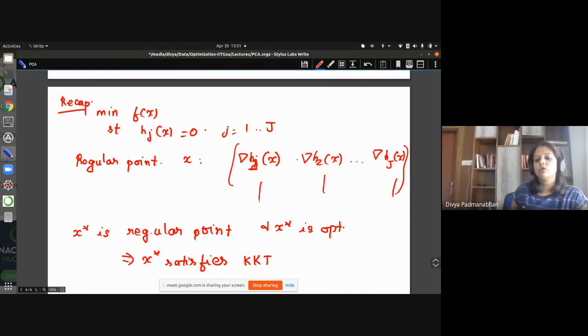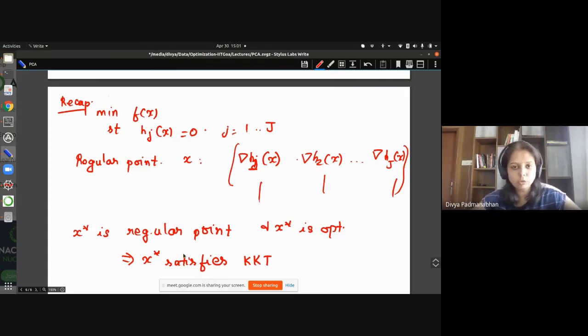Okay, so this was the statement that we saw at that point. What this meant was, suppose you find all the regular points, and then out of that you're able to find some of the KKT points. That gives you a way to look for the optimum. So one of these will be the optimum.